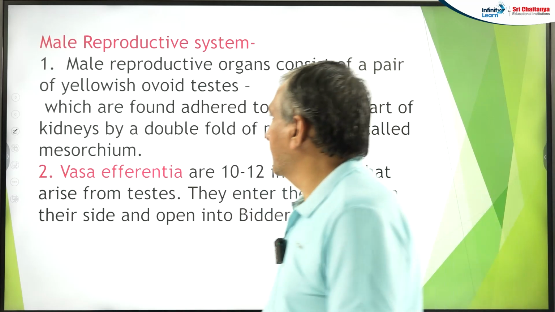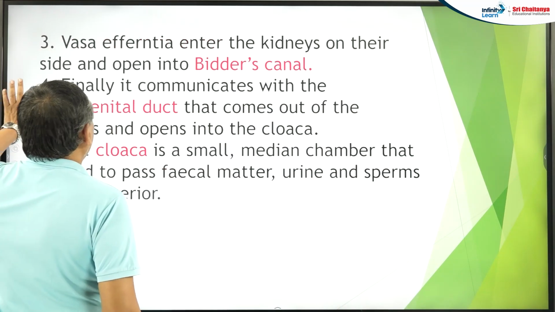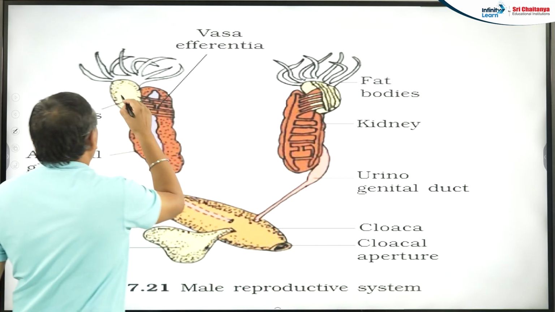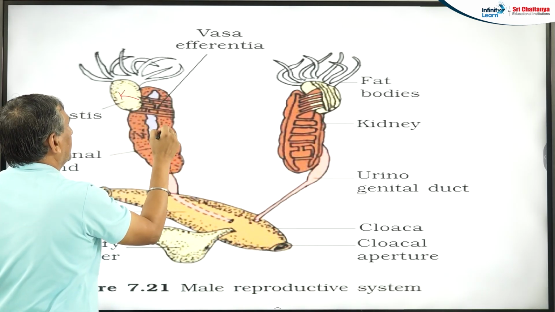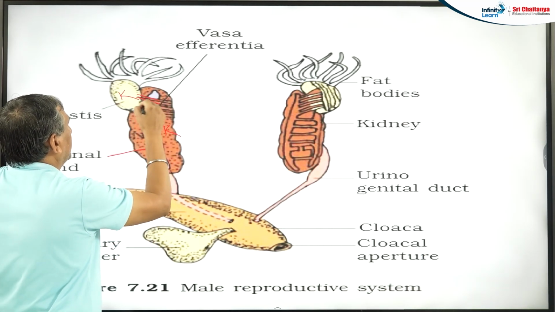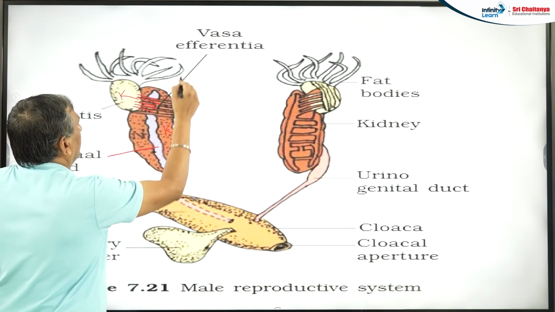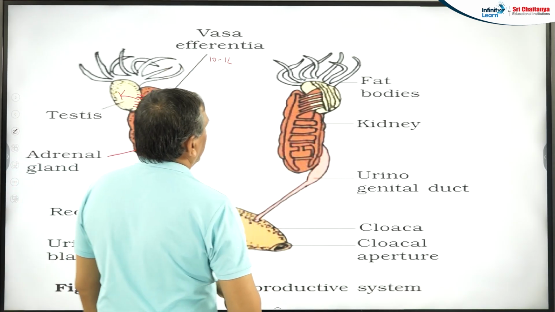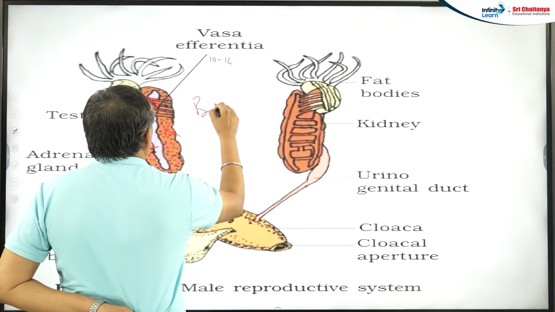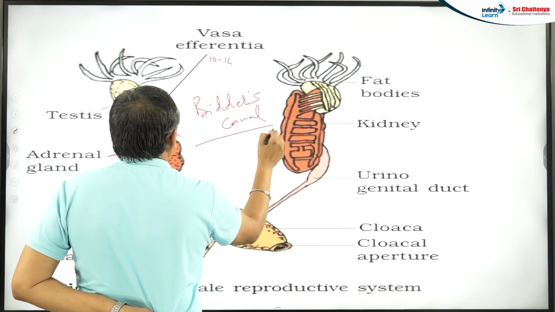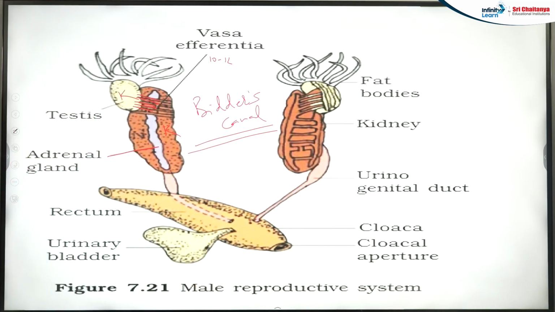Related with the reproductive system, what you have to remember? In male frog, there is a functional connection between the kidney and the testis. If I say this is the testis, this is the kidney, and this is the adrenal gland. So, how is the kidney connected in the male frog? 10 to 12 vasa efferentia are present. And in the kidney of male frog, there is one canal known as the Bidder's canal. Bidder's canal is a specific canal which is present in the kidney of male frog.